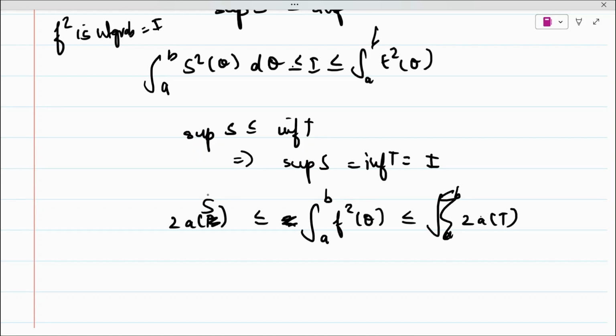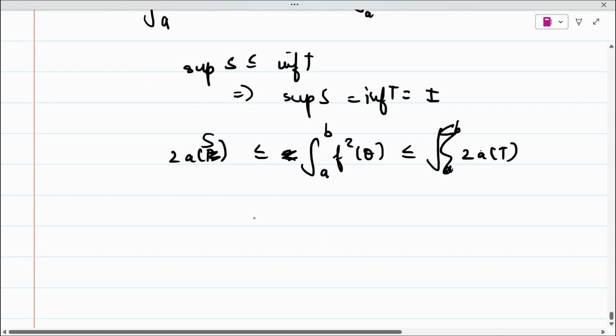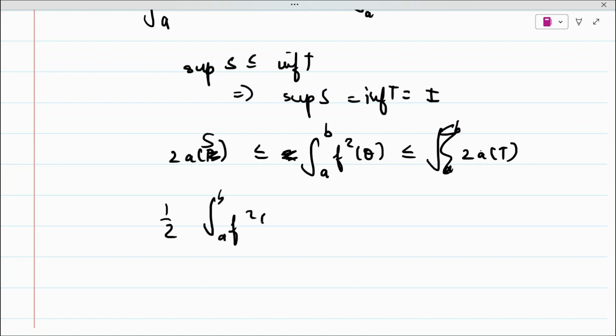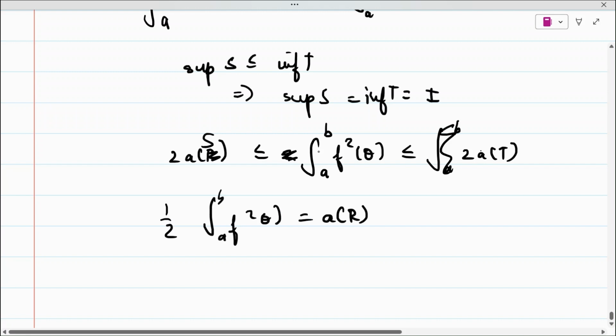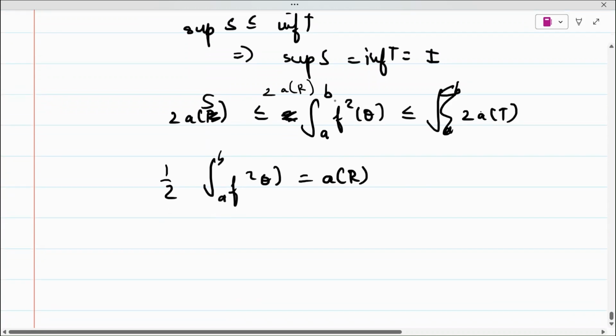So then, since this is 2a(R), it is equal to this.